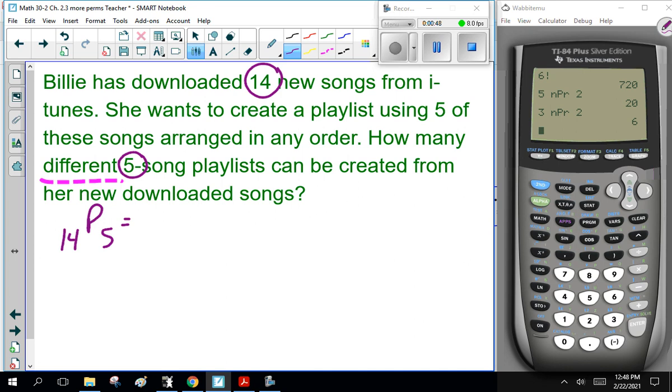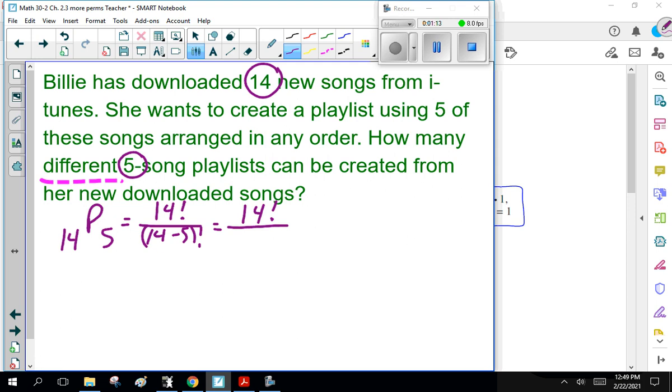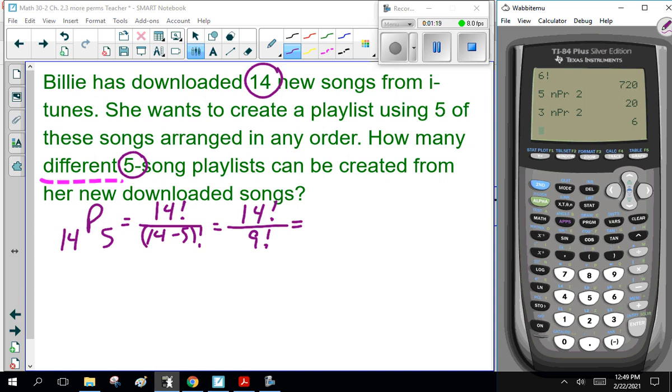14 P 5 is 14 factorial over 14 − 5 factorial. Now, I'm going to stop and realize I'm a little fast. Do I expect you to know the formula? No. Do I expect you to be able to look it up on the formula sheet and plug the numbers in? Yes. 14 − 5 is 9 factorial. Now, I'm getting lazy. I don't want to do that. I really need you to be able to do this on the calculator.